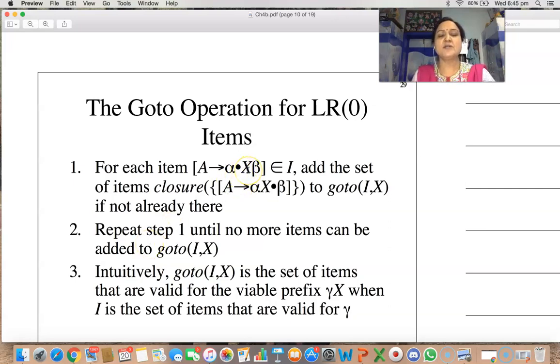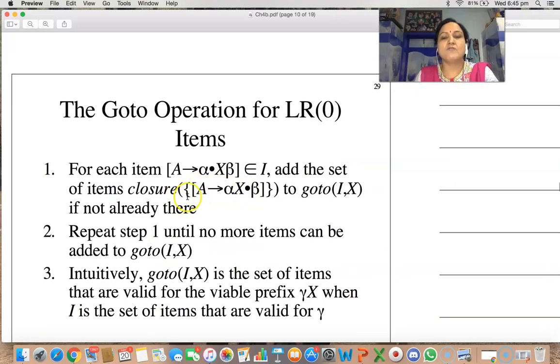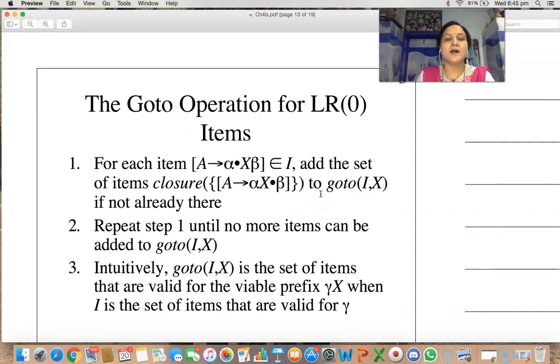So after any symbol is there, we are adding the set of items into the closure as A tends to alpha X dot beta. It means we take a transition in the DFA. When we take a transition in the DFA, this dot gets shifted to the next symbol. So add the next item as closure of A tends to alpha X dot beta. That means X is read by the parser, and we take a transition in the DFA, go to I comma X. Just see that if this type of production is already there in I, then don't add it repeatedly. If it is new, then only we have to add it.